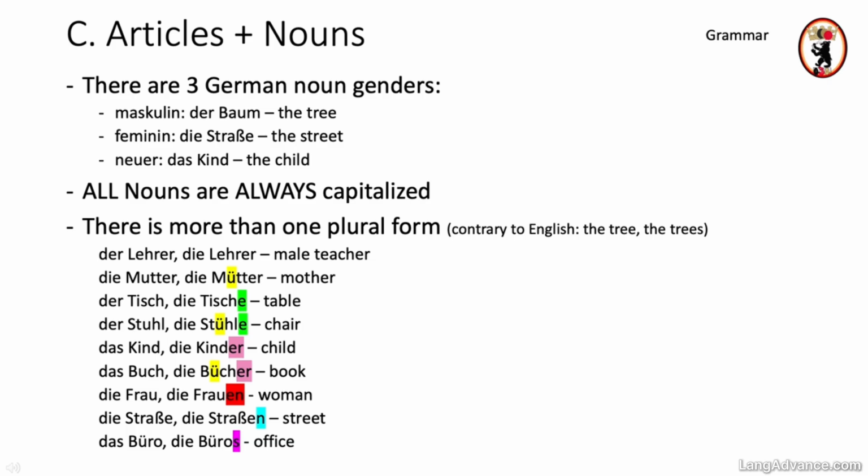Here you can see how many different plurals German uses. Der Lehrer, die Lehrer, male teacher. Die Mutter, die Mütter, mother. Der Tisch, die Tische, table. Der Stuhl, die Stühle, chair. Das Kind, die Kinder, child. Das Buch, die Bücher, book. Die Frau, die Frauen, woman. Die Straße, die Straßen, street. Das Büro, die Büros, office.